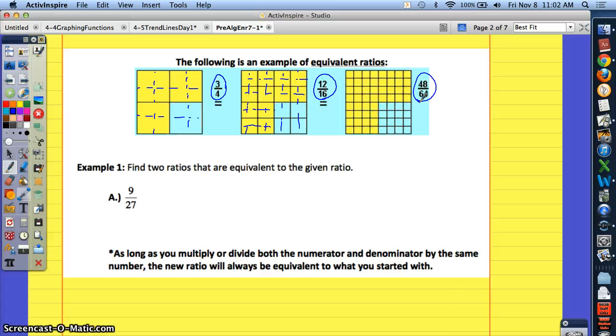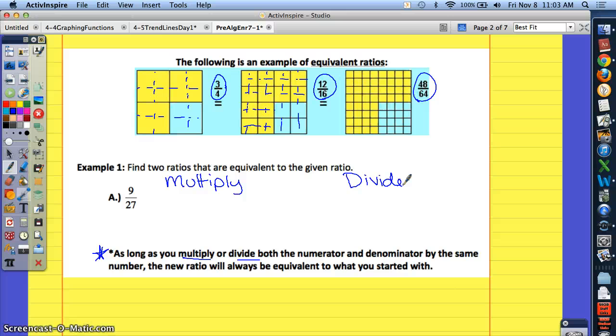There's a couple easy ways to find equivalent ratios. As long as you multiply or divide both the numerator and the denominator by the same number, your new ratio will always be equivalent. So if I ask you to find two ratios that are equal or equivalent to the given ratio, you can multiply by a number, and you can divide by a number. Now you can choose whatever number you want to multiply and divide by, but I would keep it easy. I wouldn't go multiplying by 25 or 32 because that's going to be a little more work. What's the easiest number that you can multiply by?